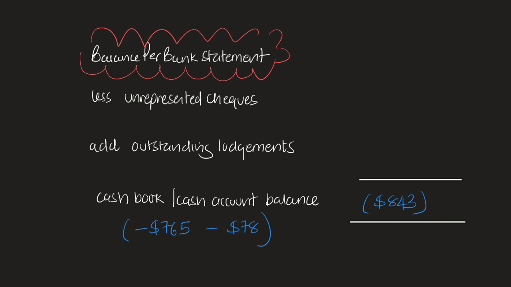We also know that there are uncleared lodgements for $347. Now, this refers to amounts that have been recognised within the cash book, but because of timing differences, we haven't yet received them within the bank statement. And we do typically add these. So that's going to be the $347. And that's the outstanding lodgements. There are no unrepresented checks, so now we can work backwards to get the balance as per our bank statement.